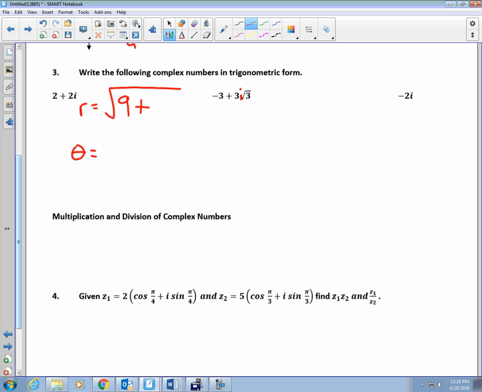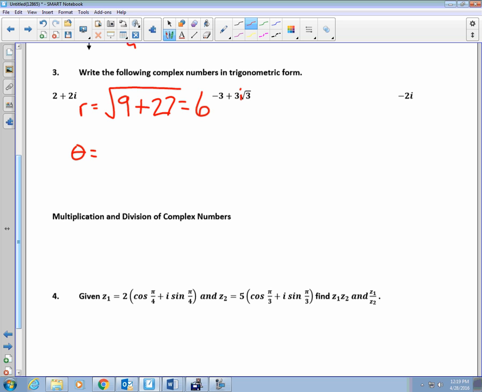How did you come up with 27? So square root of 3 squared is 3, and then 3 squared is 9, and 3 times 9 is good. When you square 3 roots of 3, you get that 27. And what is 9 plus 27? And what's the square root? So R is 6.